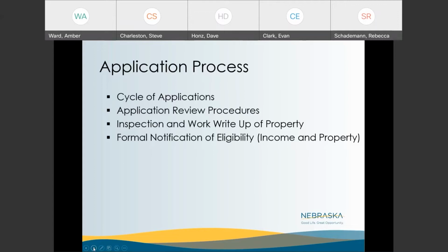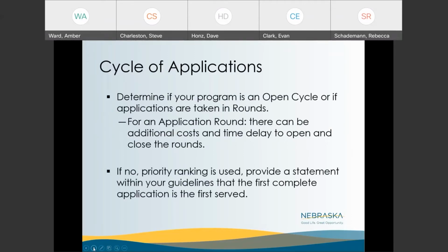We'll talk a little bit about this item here, this section of your guidelines. So applications, do you want to take them in an open cycle, or are you going to take rounds? Something to consider, if you're doing rounds, there can be additional costs, time delays to open and close rounds. So whatever the community decides, if they feel like an open cycle or rounds is best for their project or their program, look at those items. If you're just doing an open cycle, make sure you include a statement in your guidelines that the first complete application will be the first served.